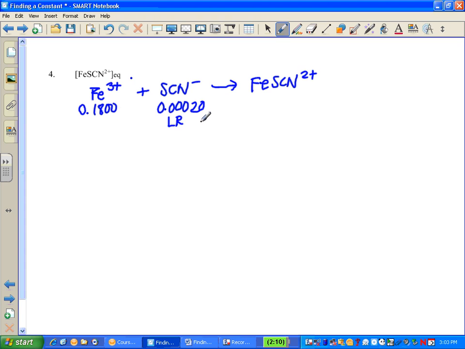So in our standard solution, or solution of known concentration, what we have is a concentration of thiocyanate of 0.0002 mole per liter. So this is our standard. We know the concentration of the thiocyanate. We also know, because we measured it, the absorbance of this solution.